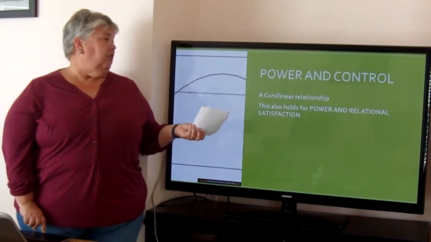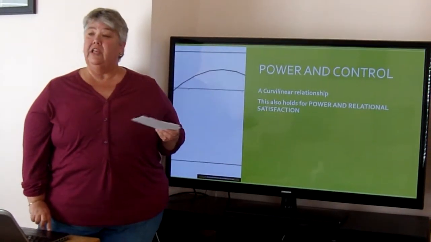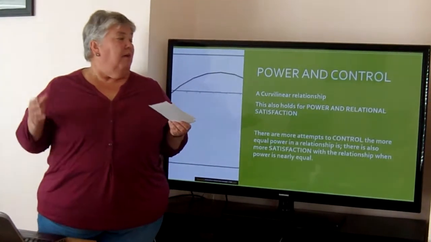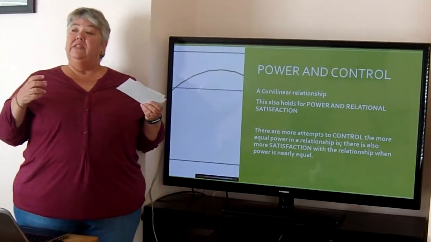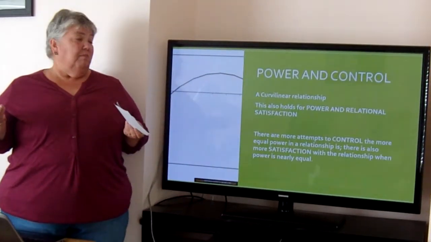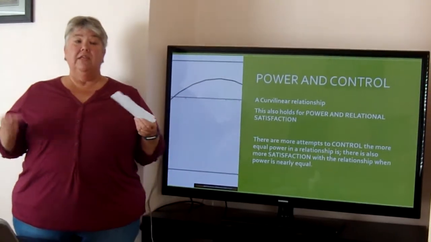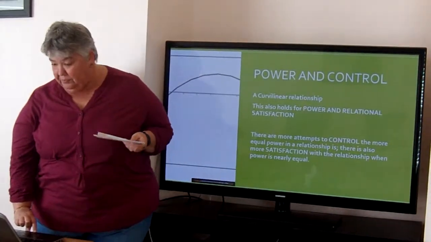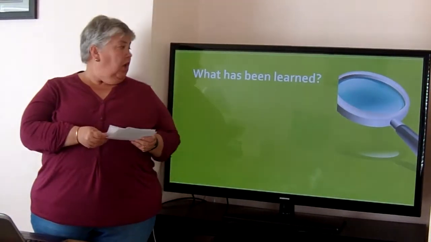This curvilinear relationship also holds true for power and relational satisfaction. Again, it's at the midpoint, the point of nearly equal power, that we see greater relational satisfaction. And this would seem to indicate that that state of nearly equal is the ideal state for a dyadic partnership. Now, what else have we learned from DPT research?